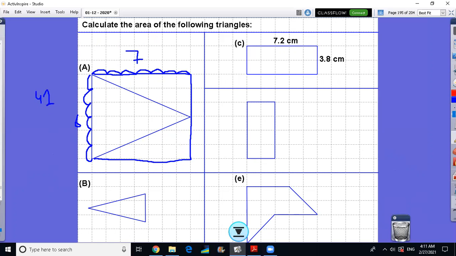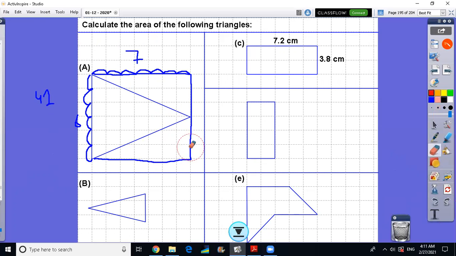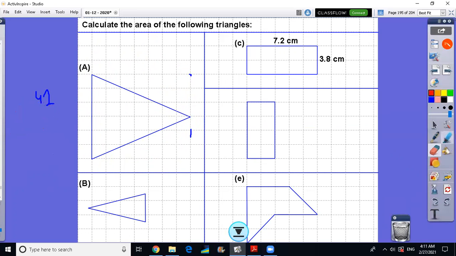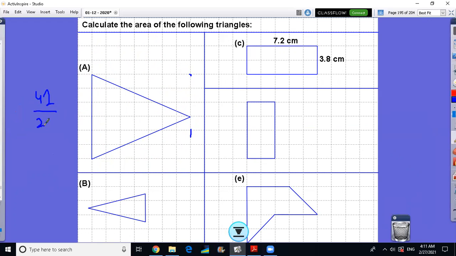But I don't need the area of the rectangle. I need the area of the triangle. Okay, mister, no problem. It's the same as the area of the rectangle, which we found is 42. Then you divide it by 2. Divide by 2, which is going to be 21. So it's 21 centimeters squared.